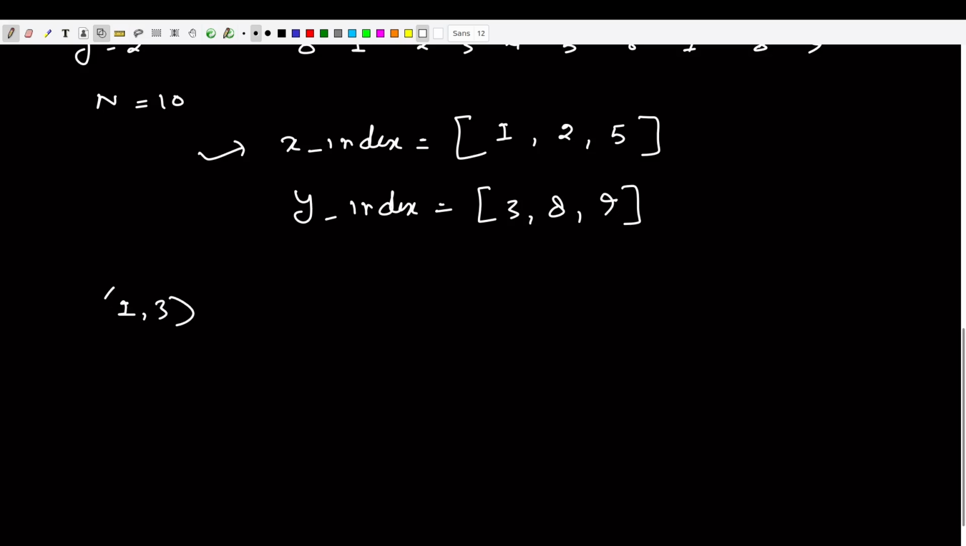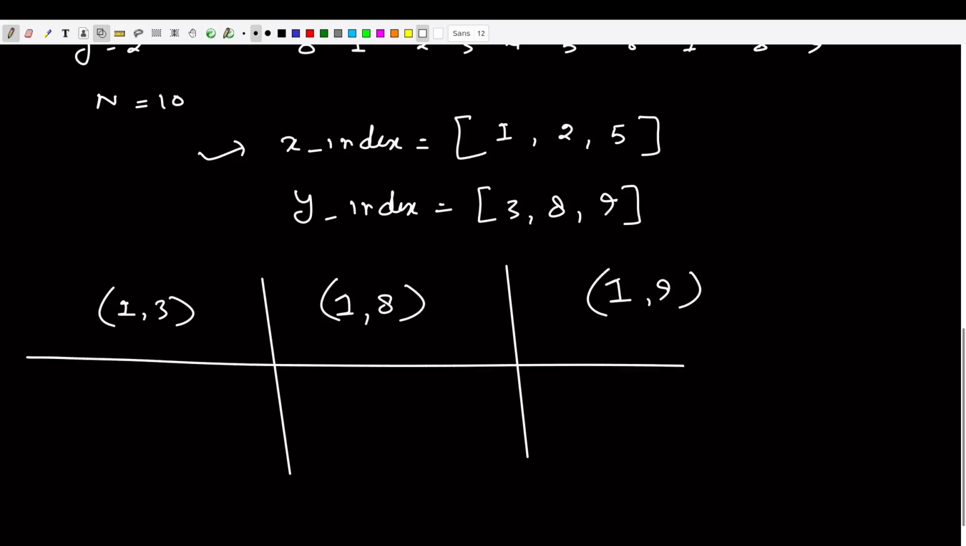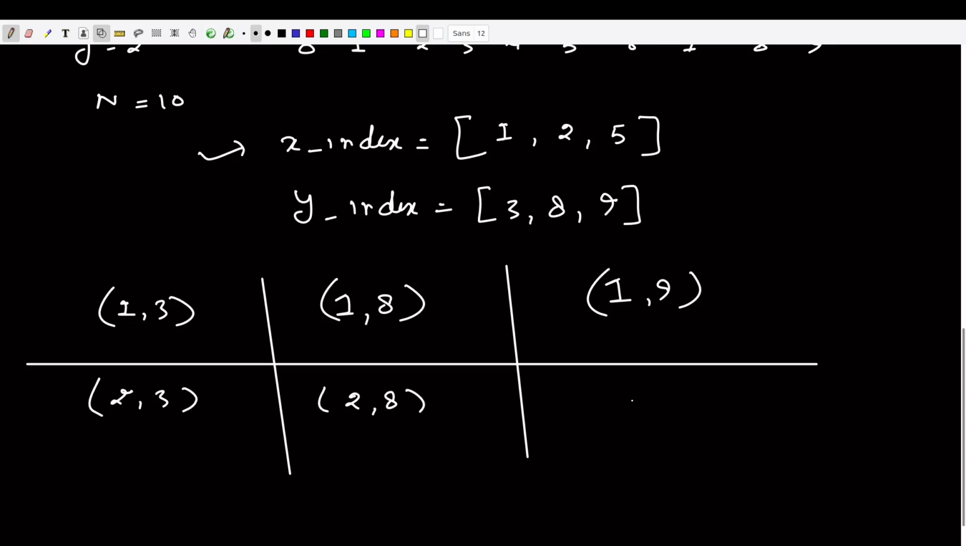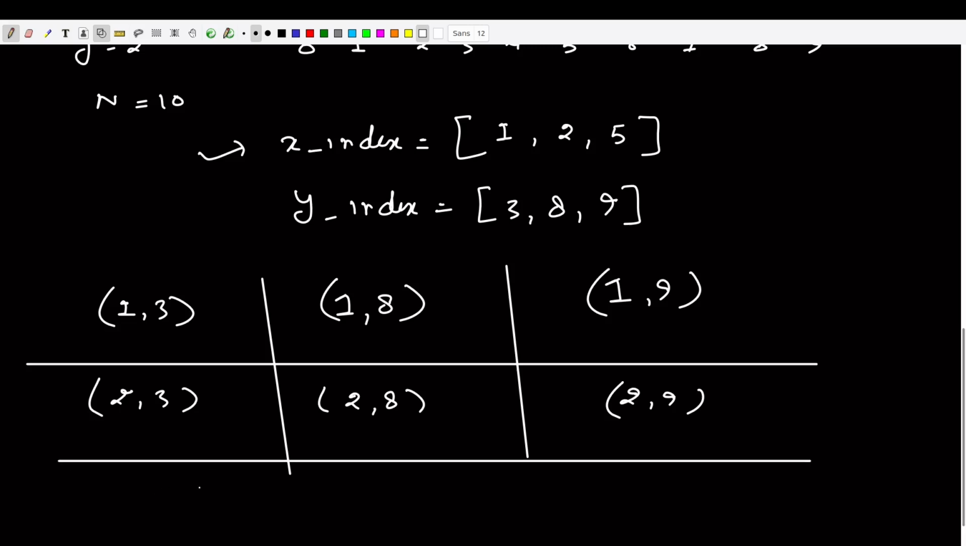1, 3, then I have 1, 8 and 1, 9, right? This is one set of possible pairs. The others are what? 2, 3, 2, 8 and 2, 9. Similarly, here 9 pairs are possible, so let's look at them.